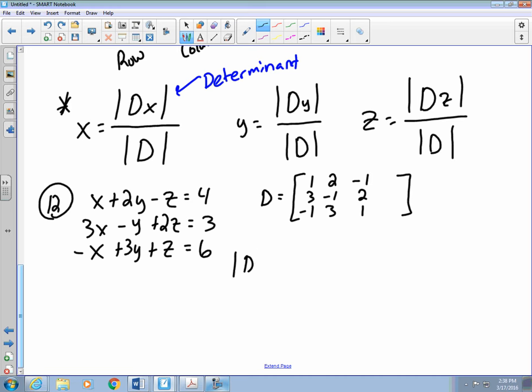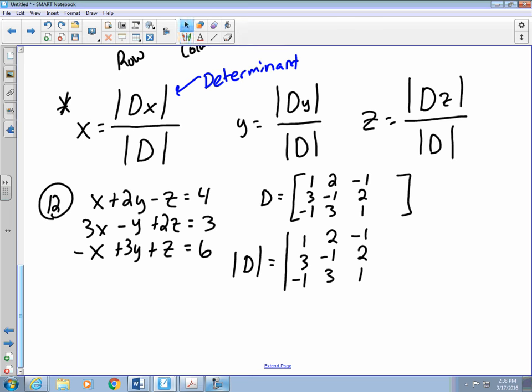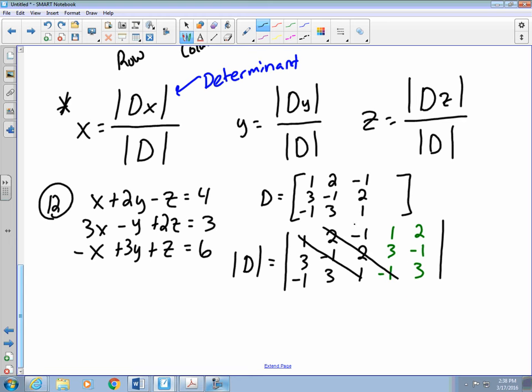Now, if I want to find its determinant, here's what we do. First, we change our symbols from brackets to these absolute value looking symbols, which stand for determinant. To calculate the determinant of a 3 by 3 matrix, we copy it down and rewrite the first 2 columns. Then we multiply the diagonals left to right, the diagonals that have 3 numbers in them. The ones that have 2 we ignore.